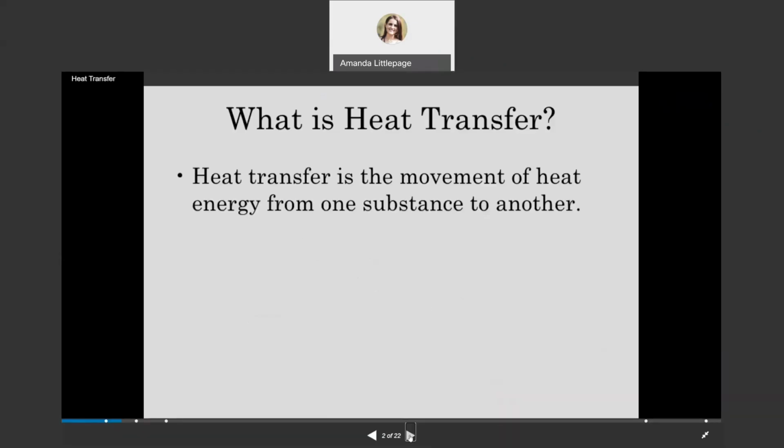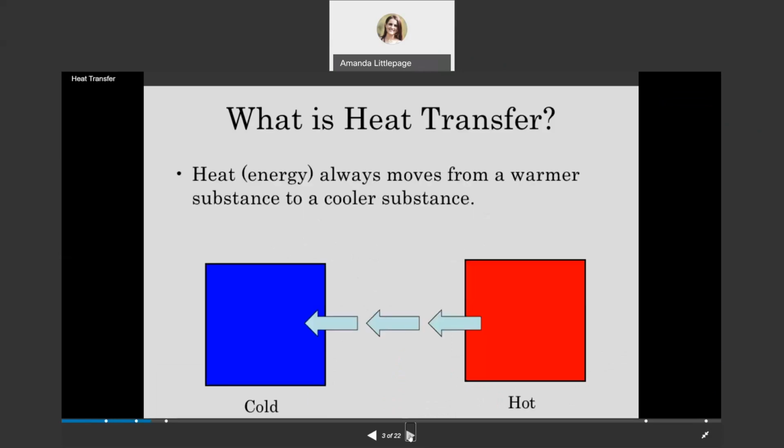So what is heat transfer? Remember, that is the movement of heat energy from one substance to another. Heat energy always moves from warm to cold. Always, always, always moves from warm to cold. Cold never moves. So it always moves from warm, or the red block, to blue, the cold block.